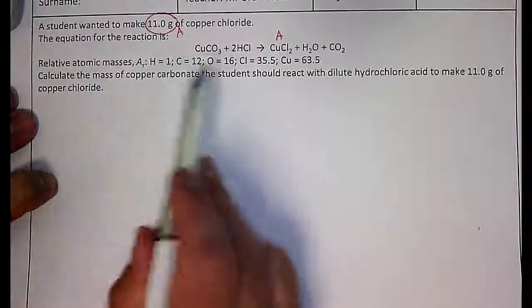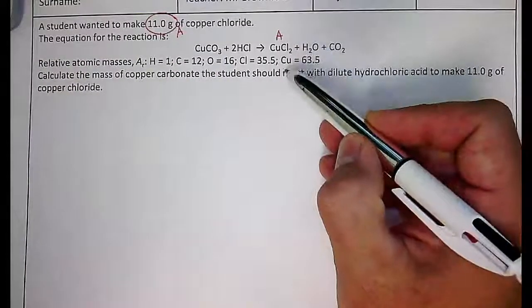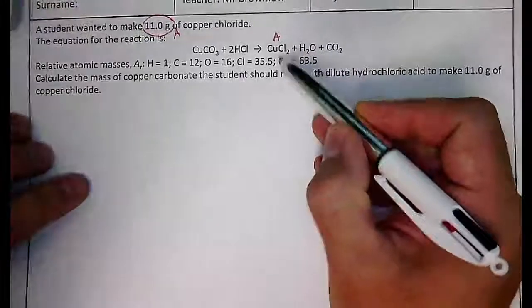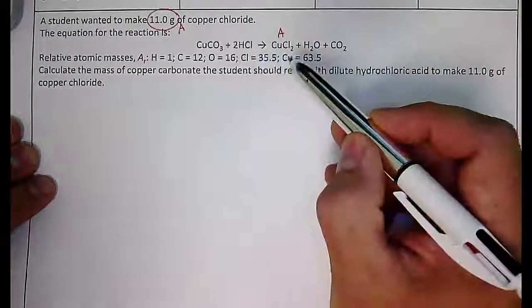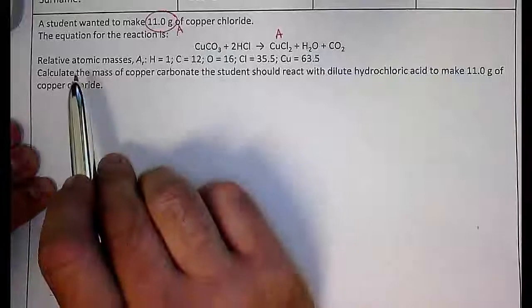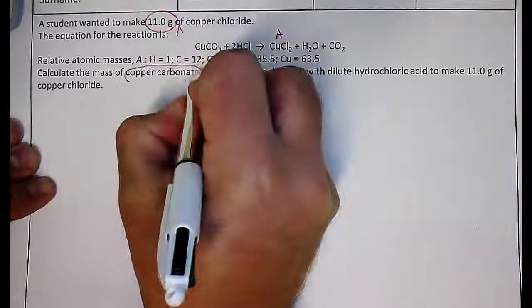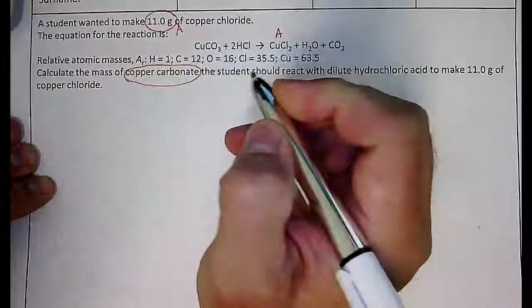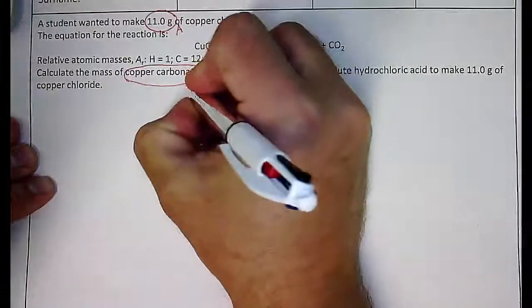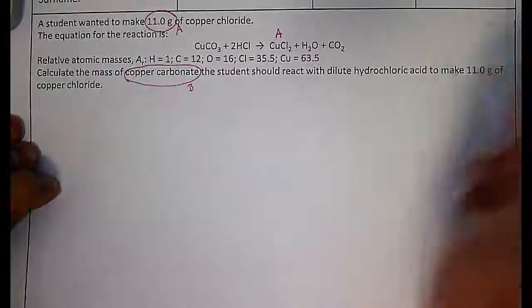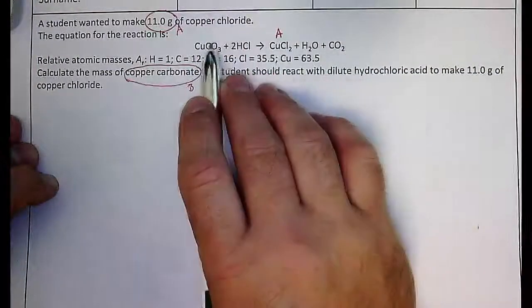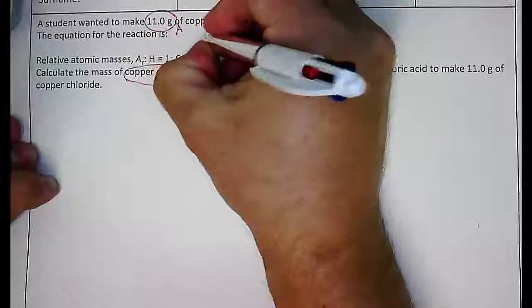We get given the symbol equation, obviously. We get given the relative atomic masses of each of the atoms in our equation, and we need to calculate the mass of copper carbonate. So copper carbonate is our substance B. That's what we want to find out. So if I go along here, I can identify this as substance B.